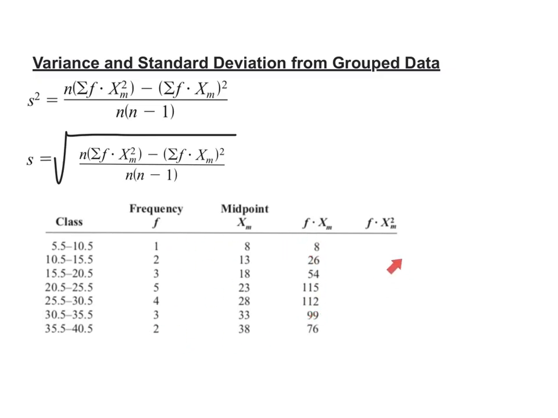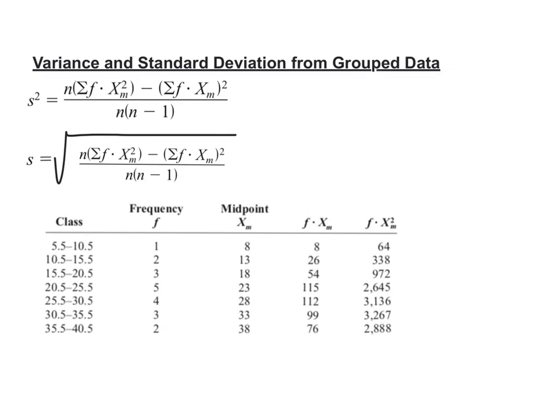Okay? Now the difference with this column is I have to square the midpoint first and then multiply it by the frequency. Square the midpoint first and then multiply it by the frequency. That's going to give me this one. And notice that that's what's in this formula. The sum, so I'm going to have to end up taking the sum of all. The first one's going to give me 64. This one's going to be 169 times 2. This one's going to be 18 squared times 3. And so I'm just going to give you those. That is the midpoint squared times the frequency.